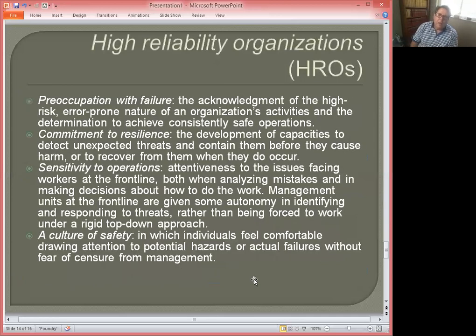Okay. High reliability organizations, defined as HROs, have some things in common. One is preoccupation with failure: the acknowledgement of the high-risk, error-prone nature of an organization's activities and the determination to achieve consistently safe operations, which is on the mind of everybody at the forefront of patient safety in these HROs. Another is commitment to resilience: the development of capacities to detect unexpected threats and contain them before they cause harm, or to recover from them when they do occur.